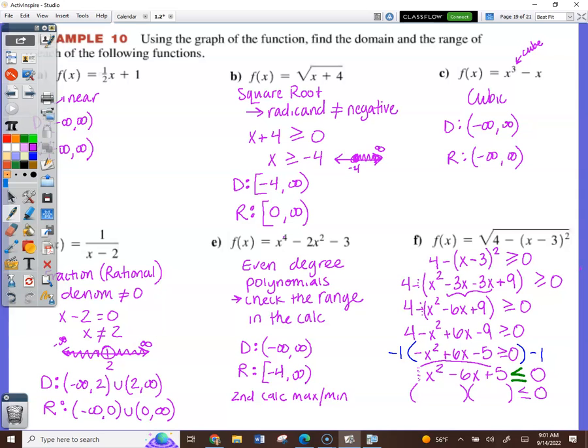What are the factors of 5 that add up to negative 6? Negative 5 and negative 1? Yeah. Okay.